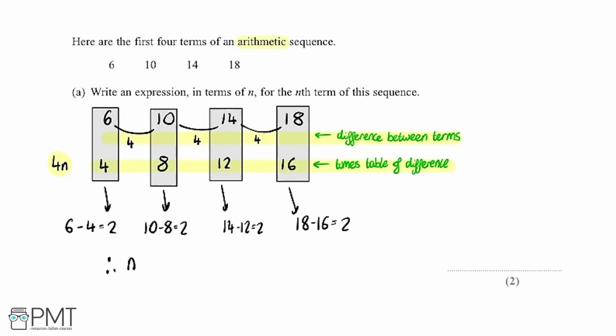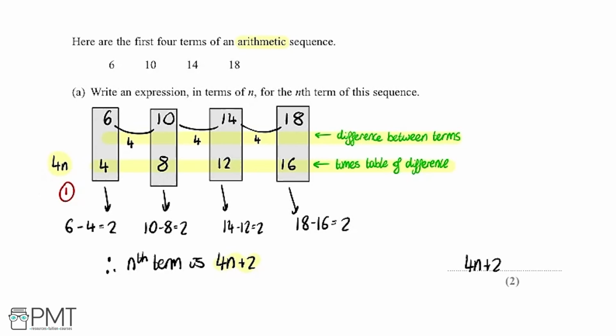So therefore, our nth term is 4n plus 2. So it's whatever our times table part was over here, adding on to it the difference here. So you get 4n plus 2. I'm going to write that in the answer box here. And if you see where we get the marks, we get 1 mark for starting to go through the process and realising, okay, so we've got this 4n part here.